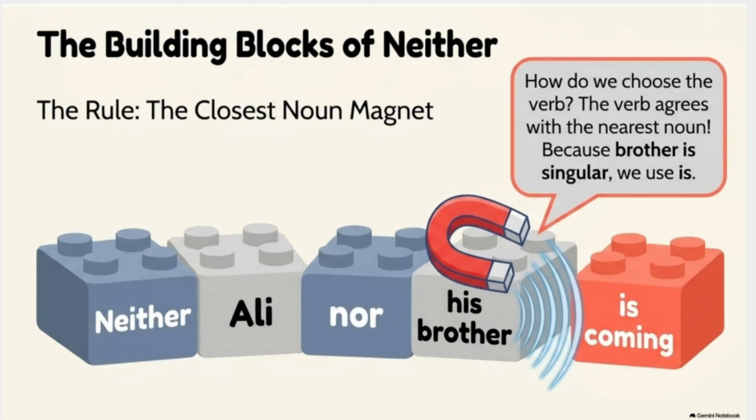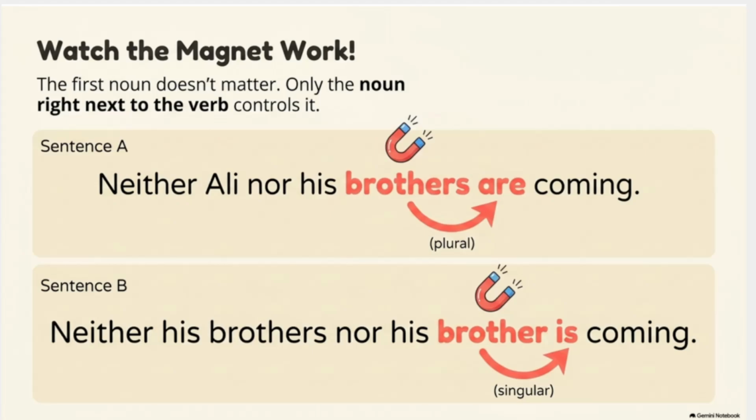This is an important difference between the two structures. With both and, we use a plural verb. With neither nor, the verb normally agrees with the closest subject. Watch the magnet work. Think of the verb as being attracted to the closest subject, like a magnet. Look at the first sentence. Neither Ali nor his brothers are coming. The closest subject to the verb is his brothers. Brothers is plural, so we use are coming. Now look at the second sentence. Neither his brothers nor his brother is coming.